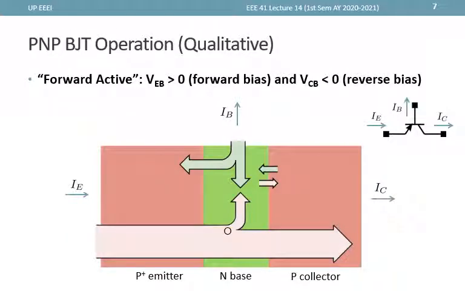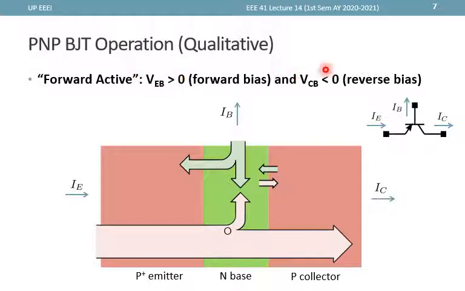So here we'll discuss what we call the forward active operation of our BJT, specifically the PNP version. This is just a qualitative discussion of what happens in a forward active bias PNP BJT. Now, to be in the forward active mode, the emitter base junction must be forward biased, whereas the collector base junction must be reverse biased.